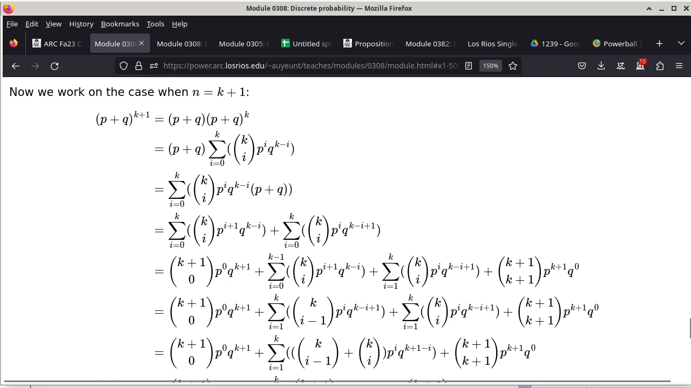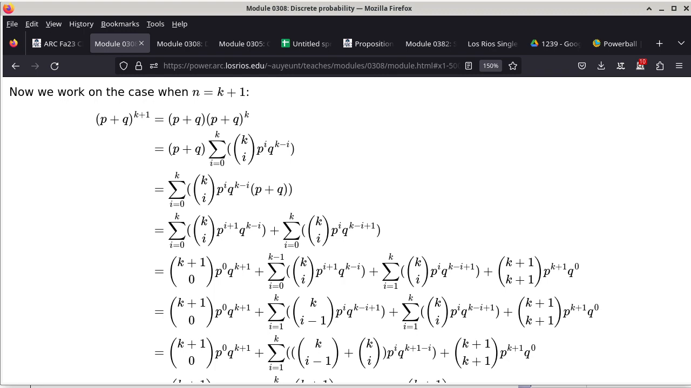And then we have q to the power of 0, because when i and k are the same, q to the power of k minus i is q to the power of 0. So this is k choose k, but I turn it into k plus 1 choose k plus 1. But that's fine too, because that's just 1. k choose k is 1. k plus 1 choose k plus 1 is also just 1.